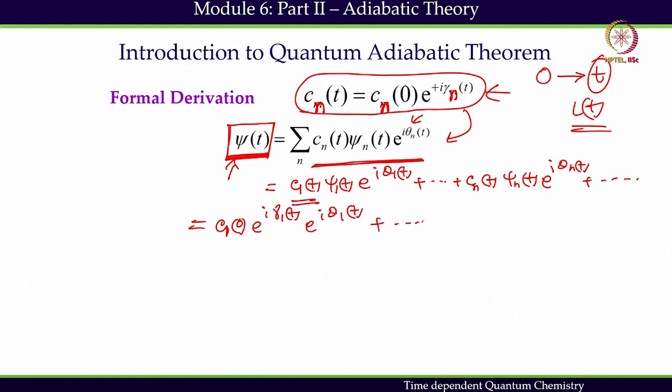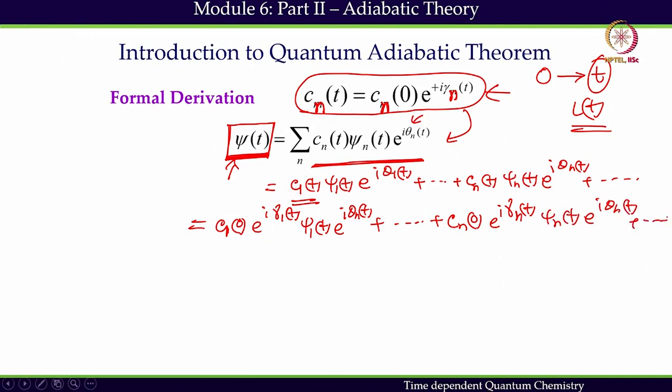That is the first term, then all terms will be added, then I am explicitly writing the Cn term also: Cn(0) e to the power i γn(t) ψn(t) e to the power i θn(t), plus all these terms will be added to represent the non-stationary state wave function.